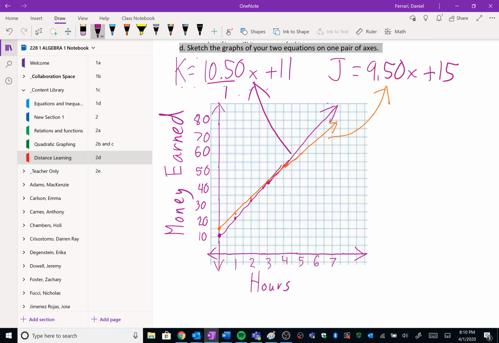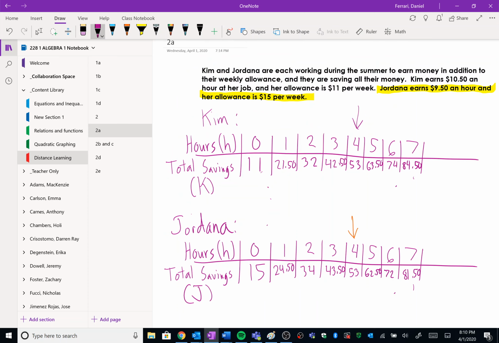But then at 4 hours, that is the crossing point, because that is where the 2 points intersect. If you go back and look at our initial tables, I made a point of this with the arrows when we were marking them. 4 and 53 appears in both, right? That is the solution. That is where these two people are making the same amount of money, working the same amount of hours.